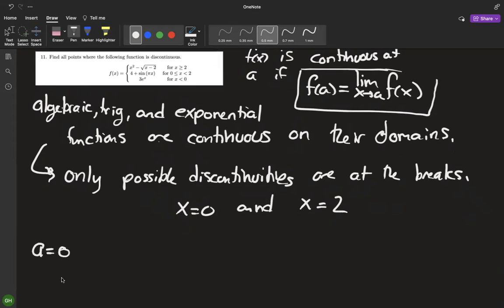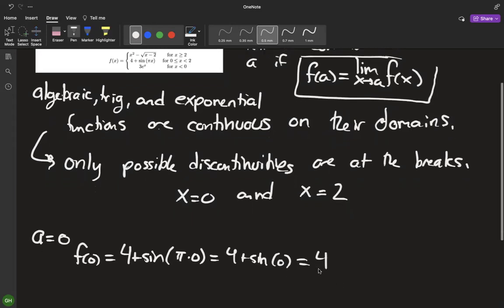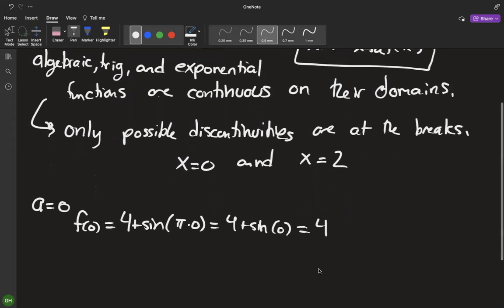So if I choose a equals 0, f of 0 equals, well, if I plug in 0, that means I am in the middle case. That's when x is greater than or equal to 0. So this is 4 plus sine of pi times 0, and that's just sine of 0 plus 4, which is 0 plus 4. And then I want to take the limit as x goes to 0 of f of x.